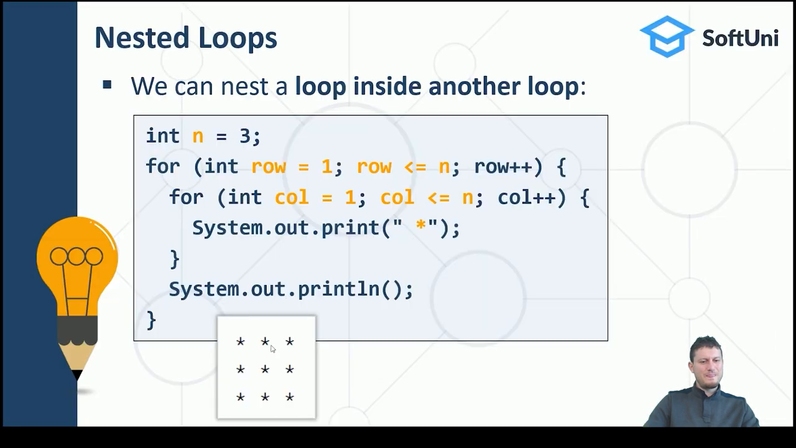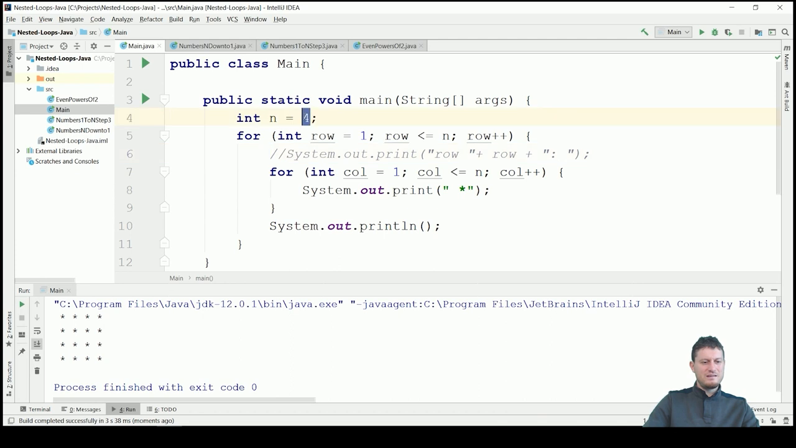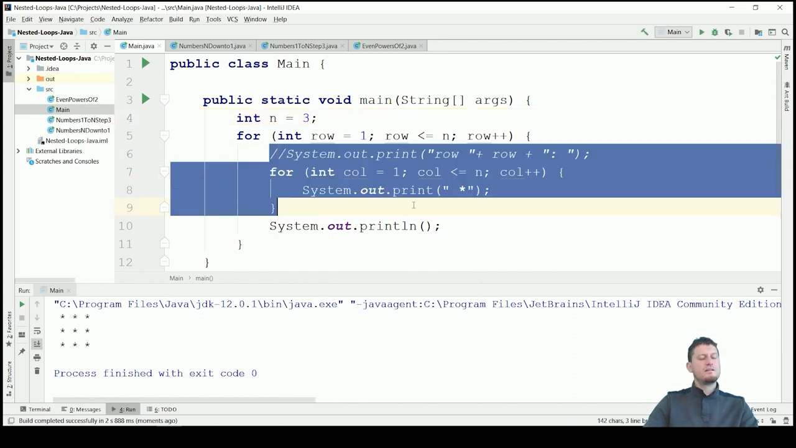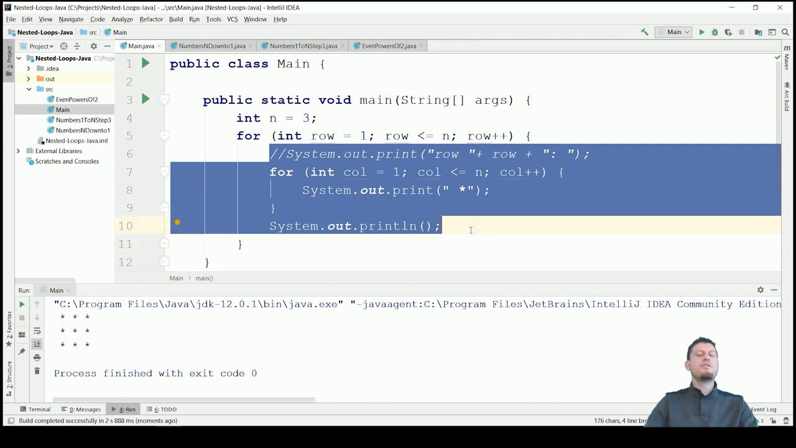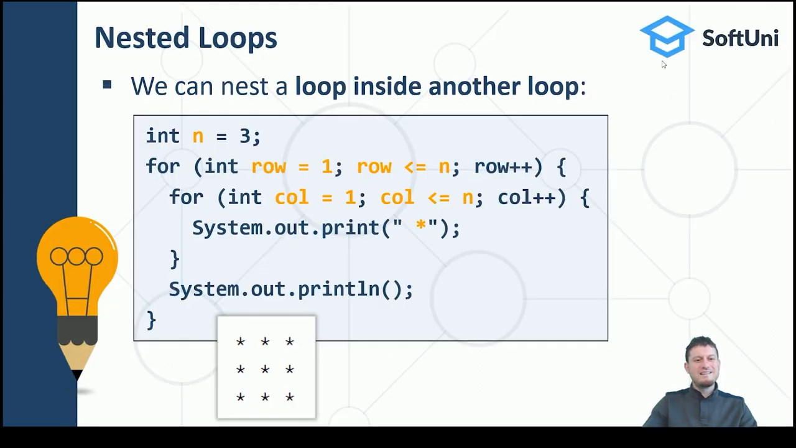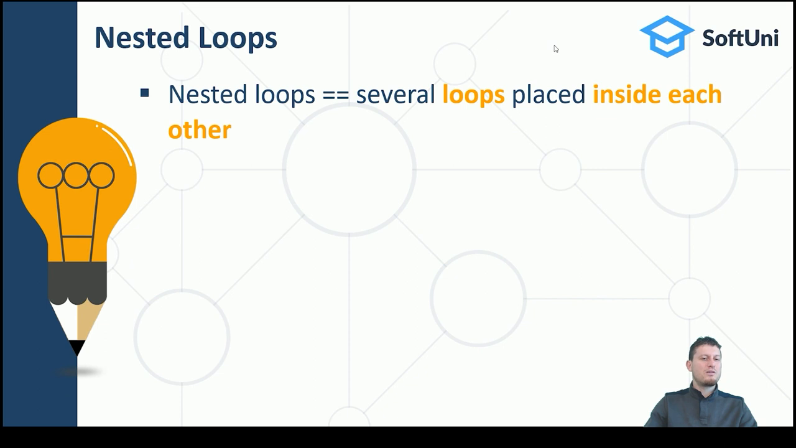This one, if n is 3, is something like this. So this is how loops work. Inside the loop, we may have another loop, which is obvious. We didn't need to teach you that this is possible, because we already explained that inside the loop, we can put any block of code, which may also hold a loop. So let's go ahead with some more concepts.